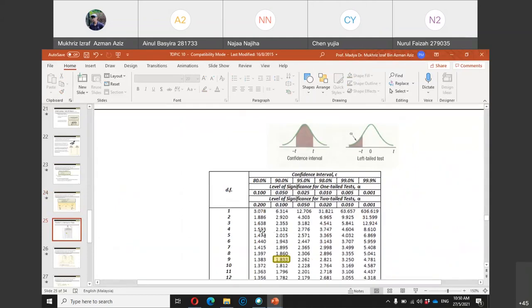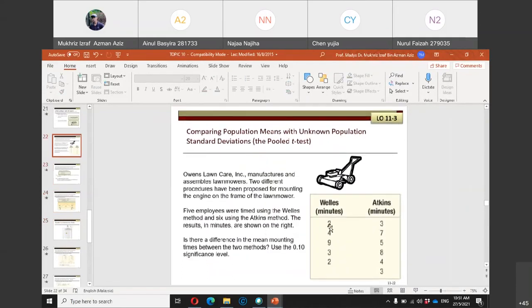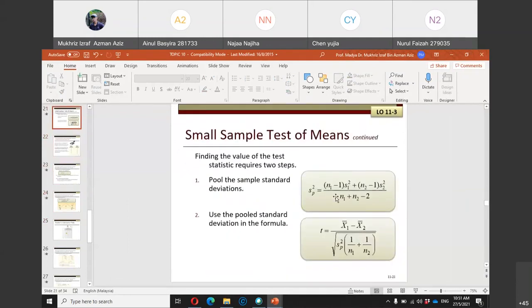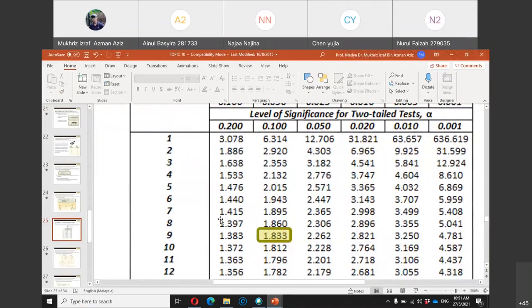If you recall, how many samples do we have in this question? We have 5 samples from Wallis and 6 samples from Atkins, so 5 plus 6 gives 11. If you remember the formula, N1 plus N2 minus 2, that is 11 minus 2, which equals 9. So you are going to use 9 as your degrees of freedom. Here in the T table, 9 is the degrees of freedom, which you obtain by N1 plus N2 minus 2, 5 plus 6 minus 2.